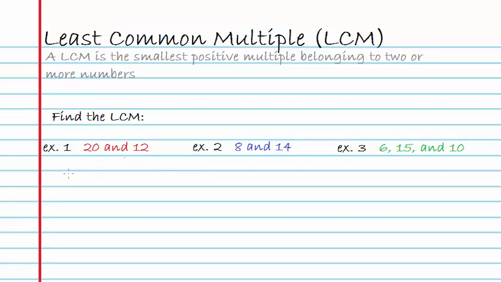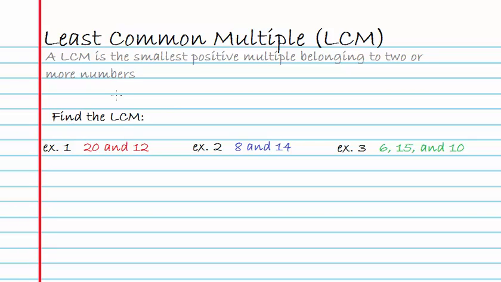Hey everyone, in today's video we're going to look at the term least common multiple, commonly abbreviated as LCM. The least common multiple is the smallest positive number belonging to two or more numbers. So in this we're going to list our multiples and figure out the smallest multiple that is a part of both sets of numbers.